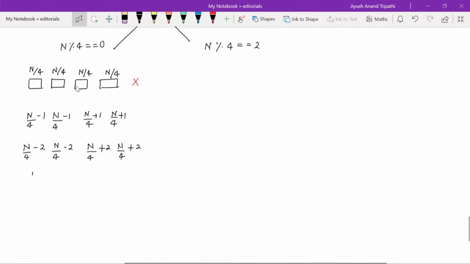And how many times can we do this? We can do this exactly n by 4 times, right? So basically n by 4 unique ways are possible. And out of these n by 4 unique ways, one way is invalid, this one, right? So our answer in this case would be n by 4 minus 1. These many unique partitions are there.